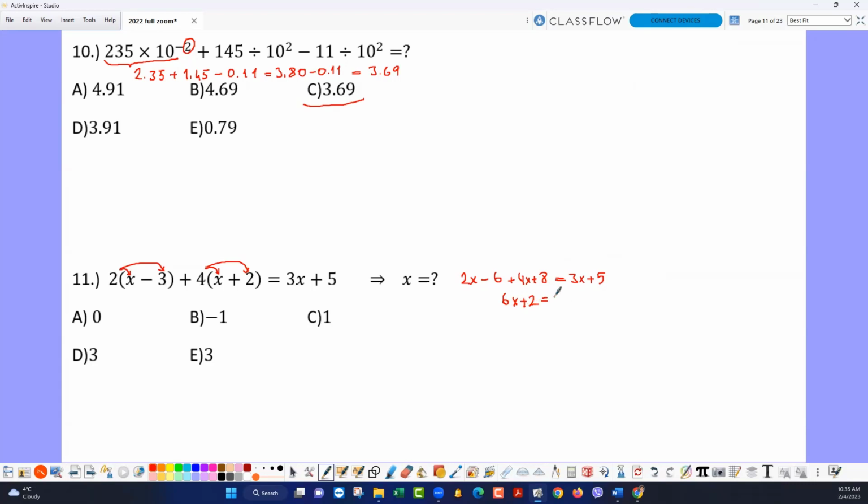So 6x plus 2 is equal to 3x plus 5, which means you have to send the 3x to the other side. When you send it to the other side, it becomes negative, which is minus 3x, and the 2 to the other side, and they become negative, both of them. So 5 minus 2 also. And 6x minus 3x is equal to 3x, and 5 minus 2 is equal to 3, and x is equal to 3 over 3, which is x is equal to 1 again, and that's C.